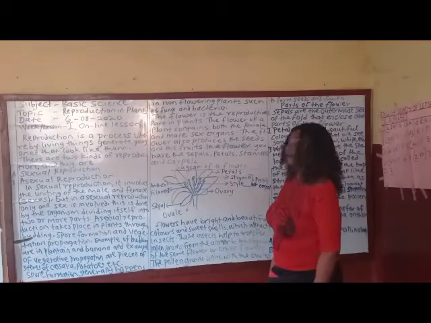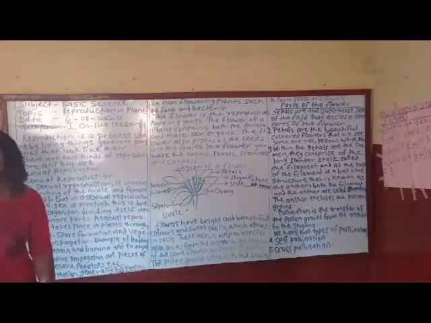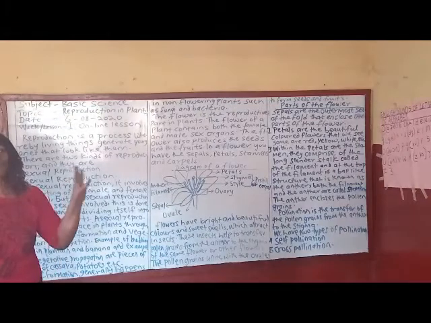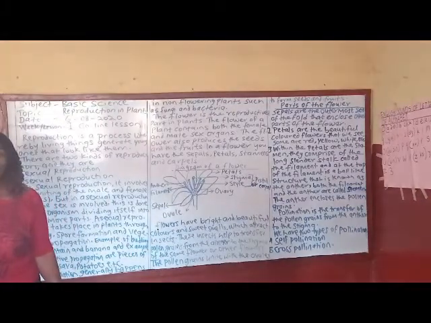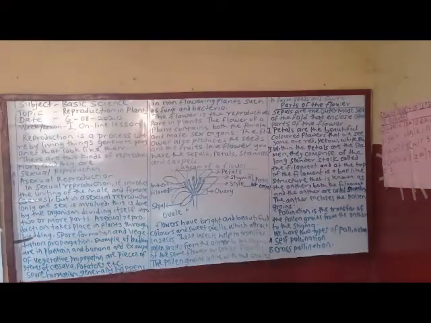Then we have the one that they call spore formation. This one generally happens in non-flowering plants, like fungi and bacteria. Plants that have no flowers. I don't know how many of you pupils have seen fungi, all these greenish things that you see in damp areas. They don't have flowers. And that is how they are reproduced, through spore formation.